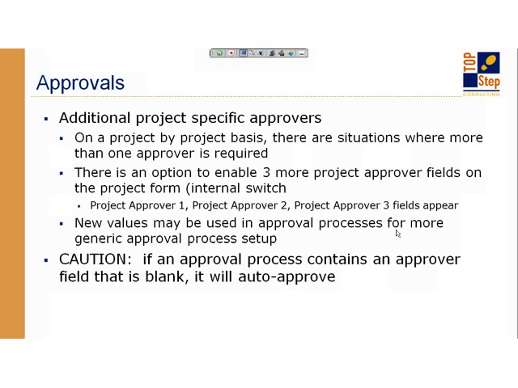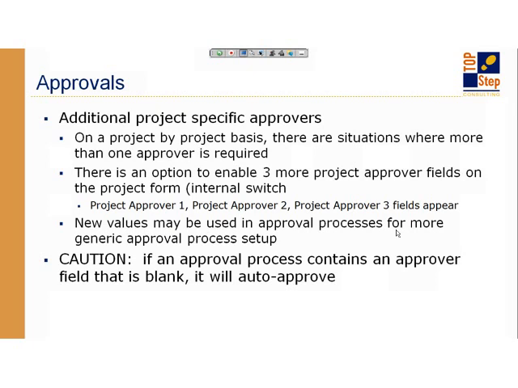And when you activate this, it provides 3 more names that you can put in drop-downs at the bottom of the project form called Project Approver 1, Project Approver 2, Project Approver 3. You don't need to use all 3. They completely are controlled by form permission, so if you want to hide them, you're more than welcome to.